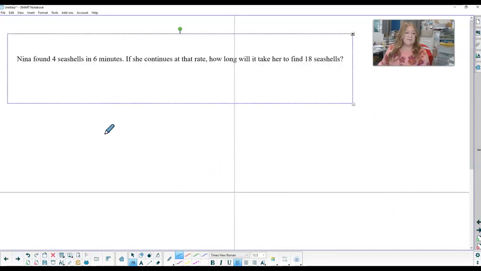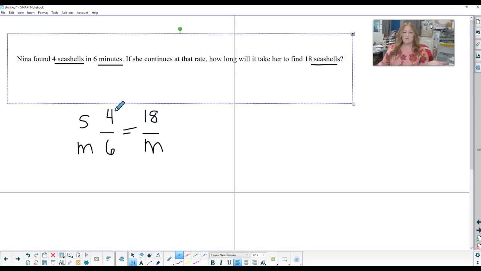The next one says that Nina found 4 seashells in 6 minutes. So I have seashells and minutes. 4 seashells, 6 minutes. If she continues at that rate, how long will it take her to find 18 seashells? So seashells is on the top here. So I'm looking for the minutes. So 4 does not go nicely into 18. If you do know how many times it goes into 18, you can do the same thing to 6. So that's one way to do it.